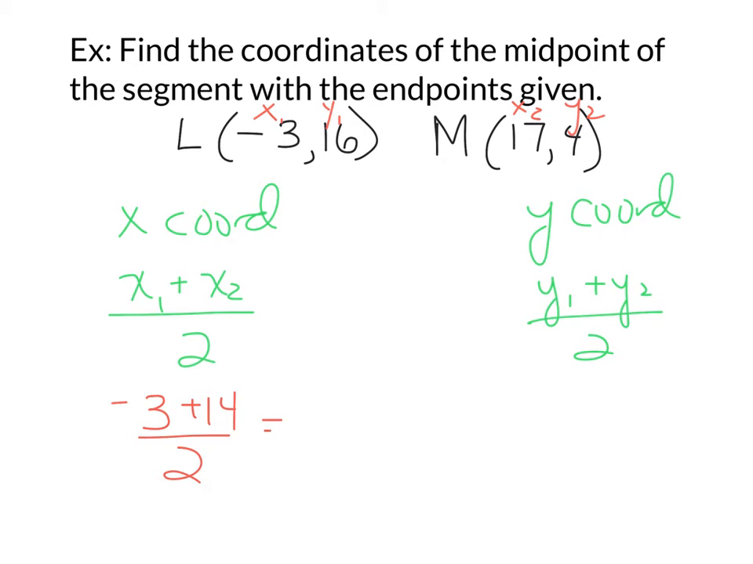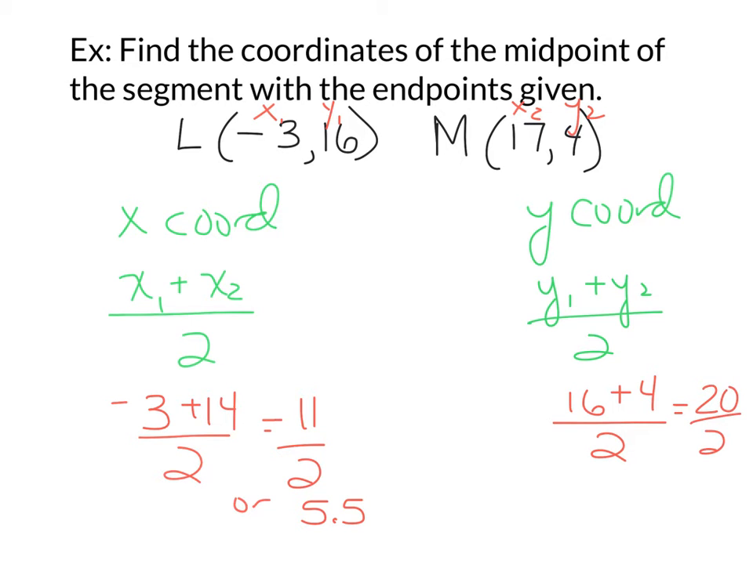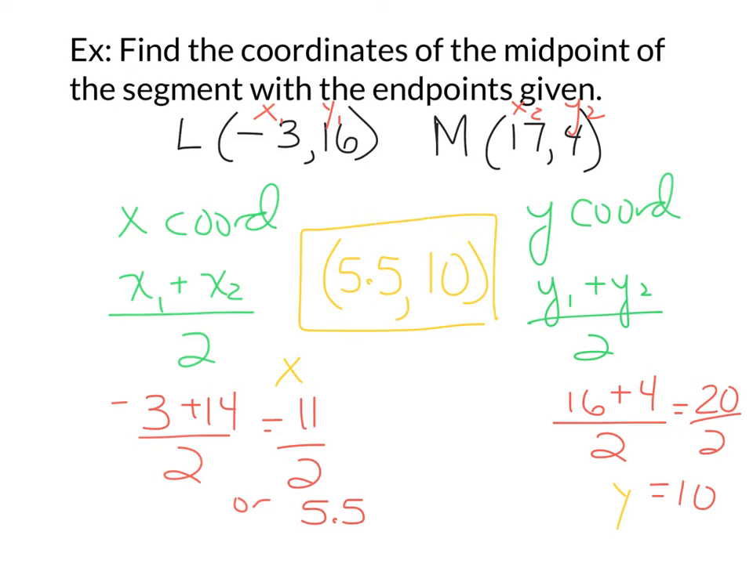So -3 plus 14 is 11, and then we're going to divide that by 2. We can leave it as 11 over 2, or if we choose to, we can do 5.5. That's fine. And then we're going to do the exact same thing with our y coordinate. So y1 is 16 and y2 is 4, and then we divide that by 2. 16 plus 4 is 20, and we divide that by 2, and that's going to give us 10. So remember, this part right here is your x coordinate, and this part right here is your y coordinate. So the midpoint between L and M is 11 over 2, or 5.5, comma 10. This right here would represent your midpoint.